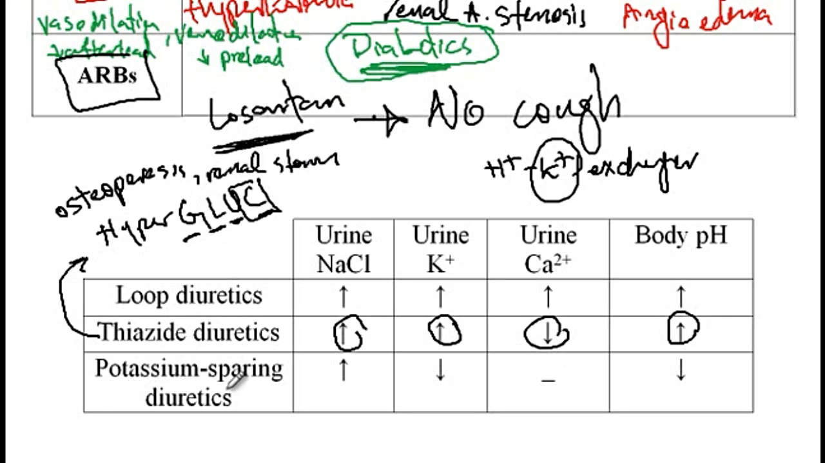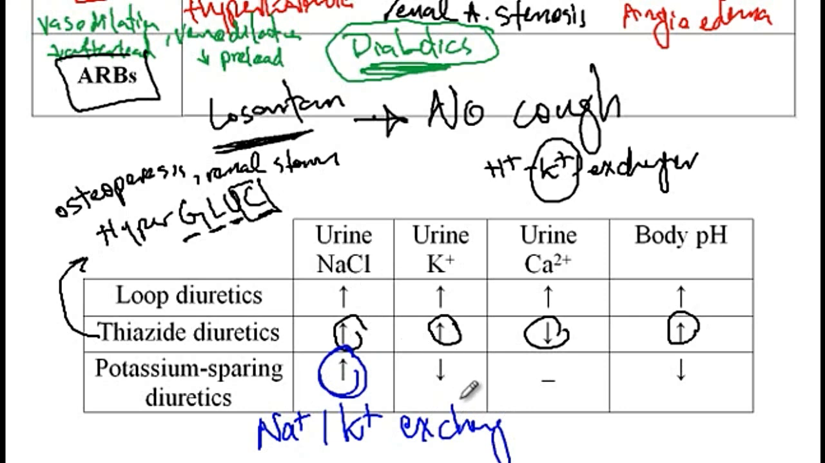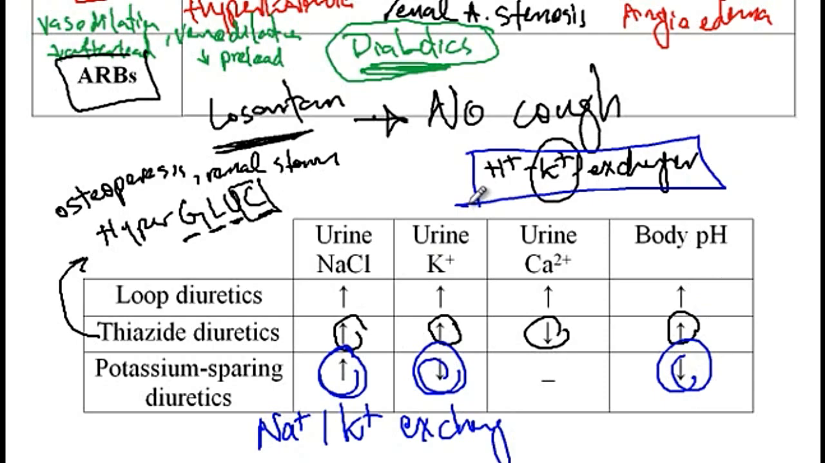And then finally we have the potassium-sparing diuretics, which by blocking the Na+, K+ exchanger, Na+ cannot be absorbed, and thus there would be increased urinary excretion of sodium chloride and decreased urinary excretion of potassium, and thus there would be a decreased body pH in these patients through the same mechanism that I've explained here.